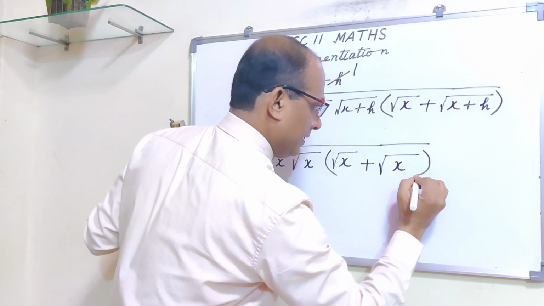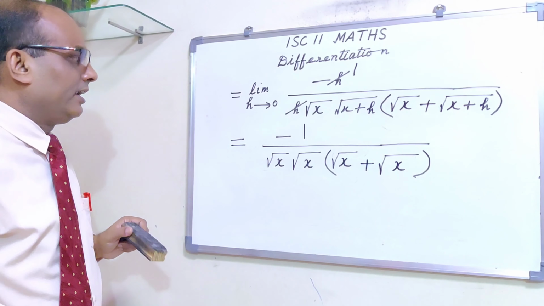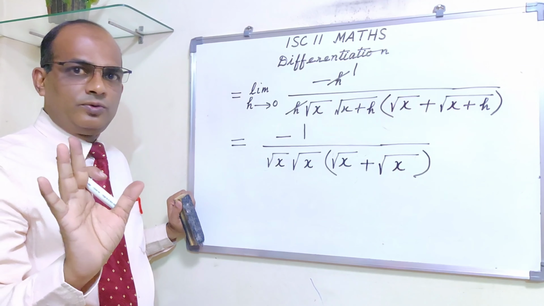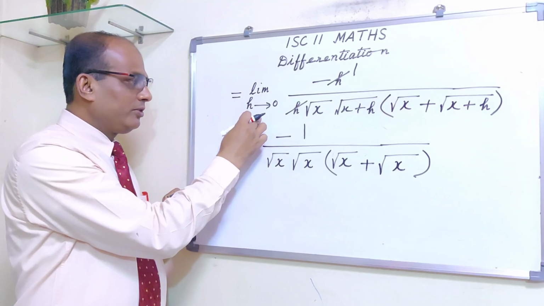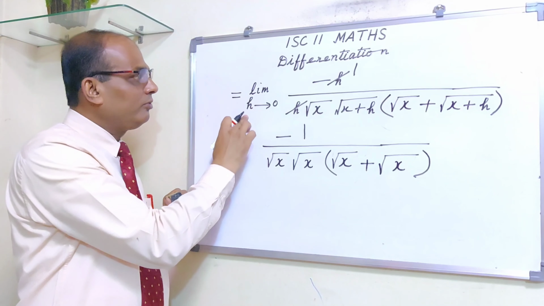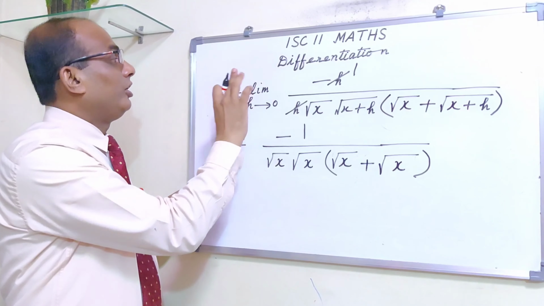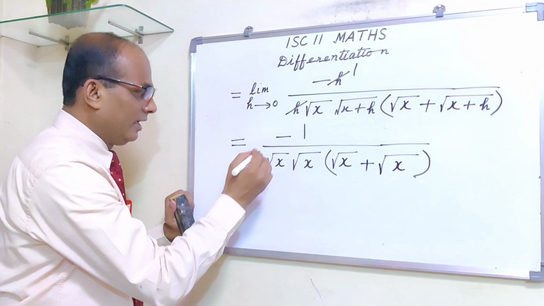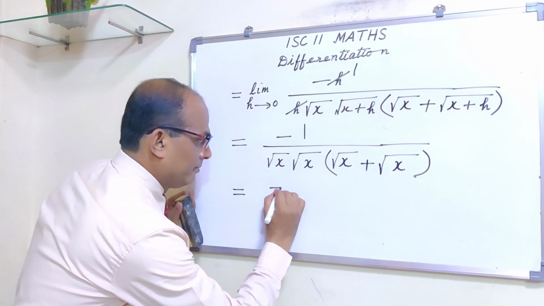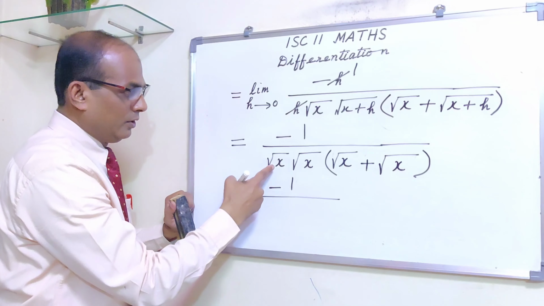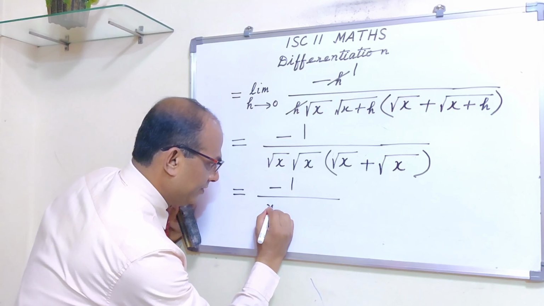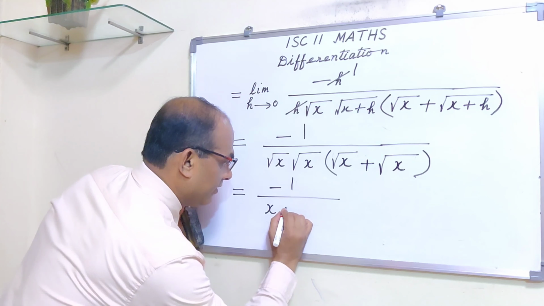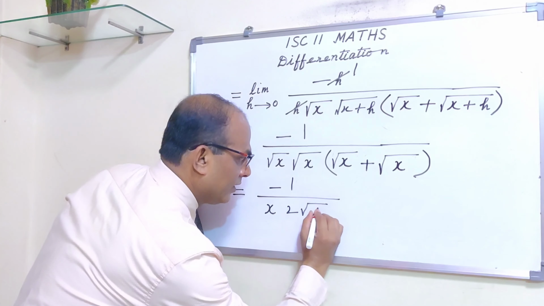Fine. Now limit disappears because we put h equal to 0. Please don't write down limit. Some students put the value and then also write down limit here. No, the job of the limit is over. Limit h tending to 0 means h equal to 0 we have substituted. Now this is equal to minus 1 upon root x into root x is x, agreed, and root x plus root x is 2 root x.